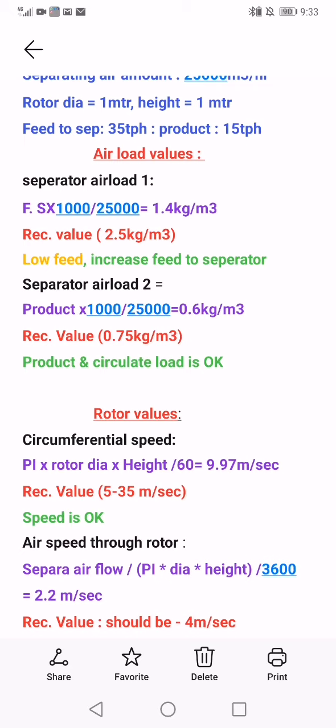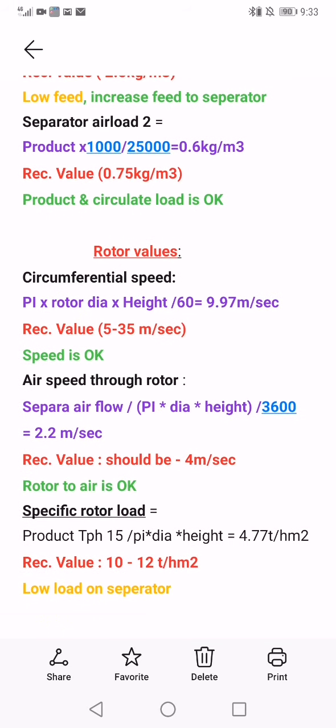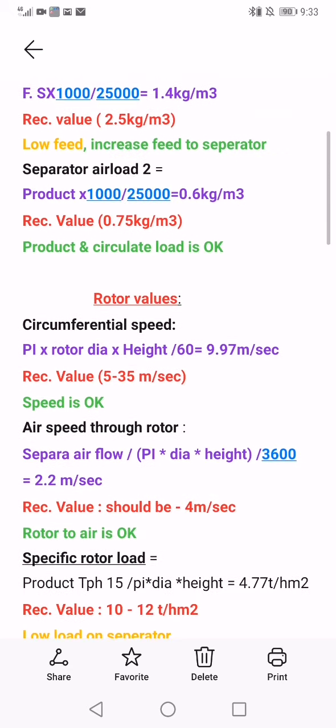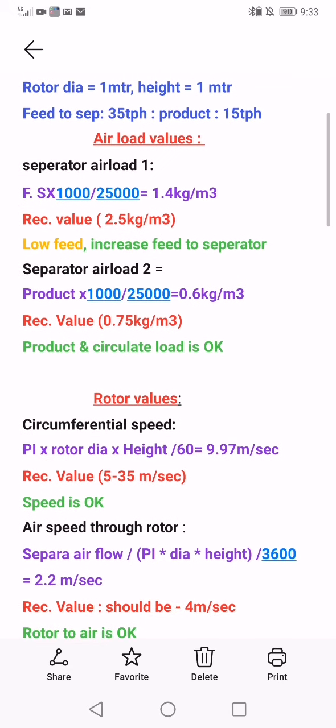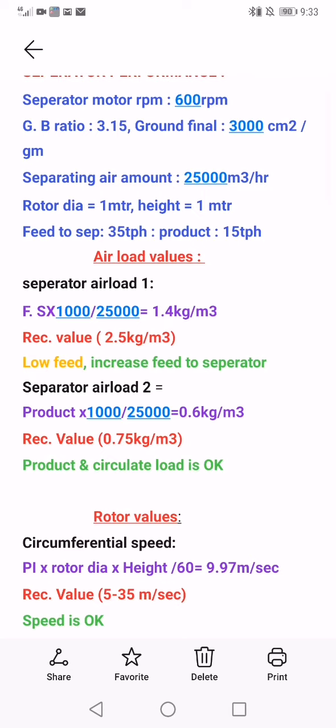And find out the parameters and do the calculation. Practice, do practice, and find out whether there is low feed, or circulating load is more, low load or high load on separator, and we have to increase or decrease separator settings as per what you got from calculation.